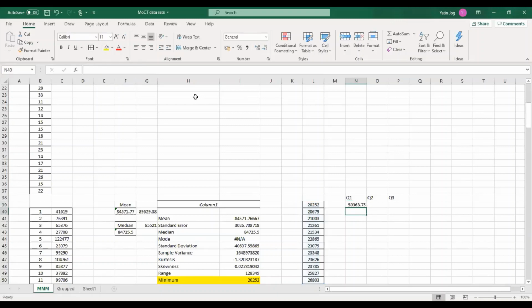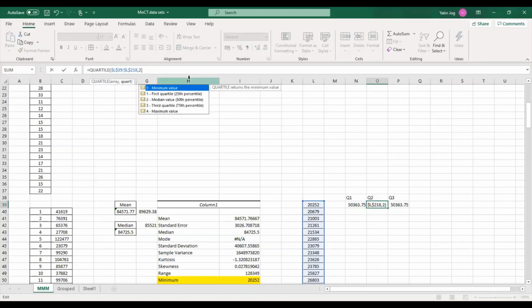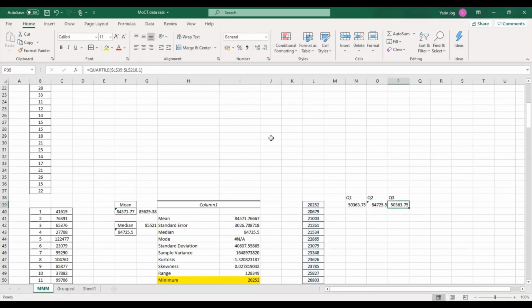Okay. And now I'll just copy this formula in the next two cells. And now I'll just change this 1 to 2. And for Q3, it is 3.